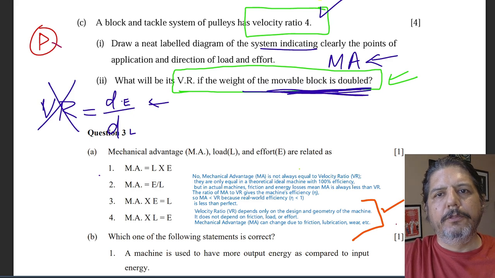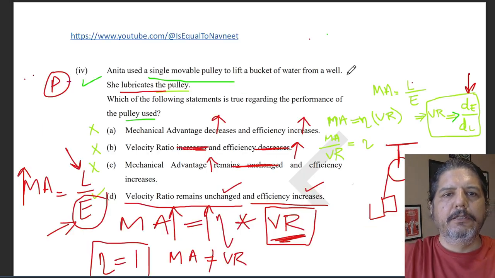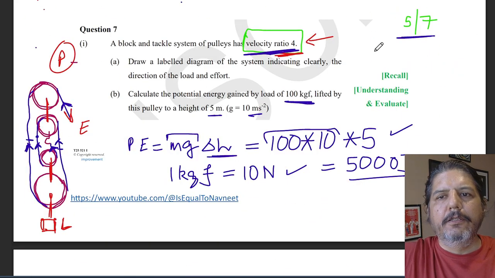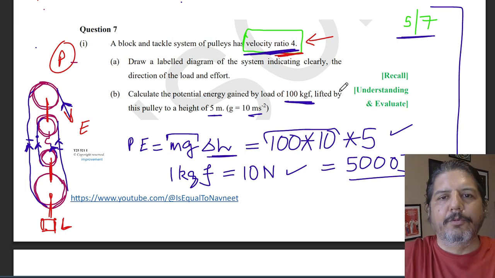So I hope you are clear with this question also. That is why I told you that this velocity ratio of 4 has been asked time and again by the ICSE board. Let's move to the next question.